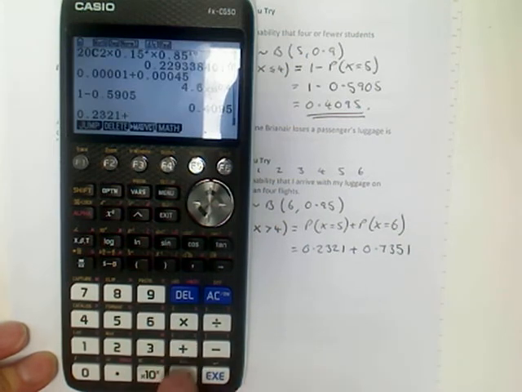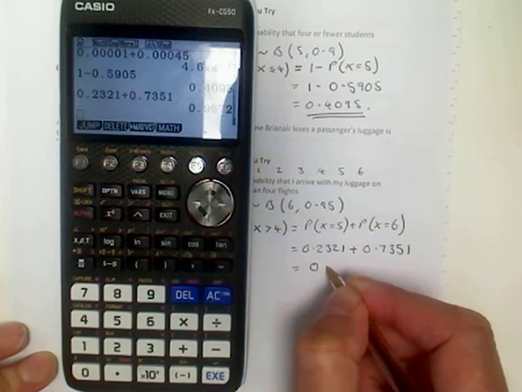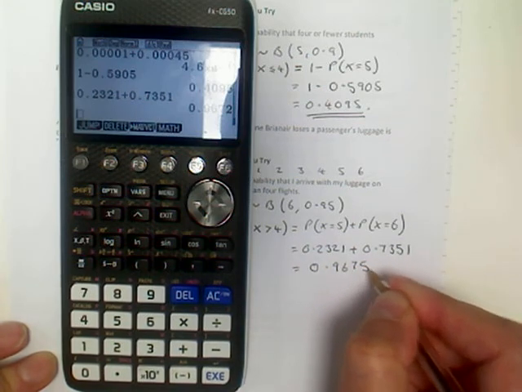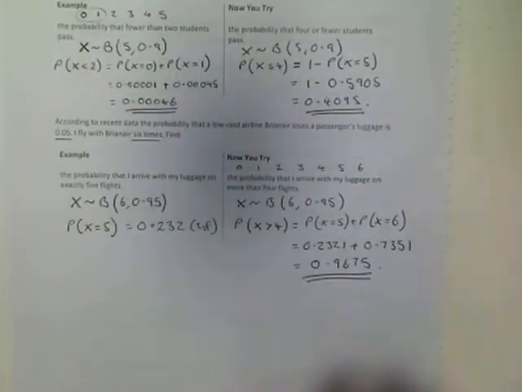I'm going to add those up on my calculator. 0.2321 plus 0.7351, so that is equal to 0.9675. Okay, and that's how we go about those.